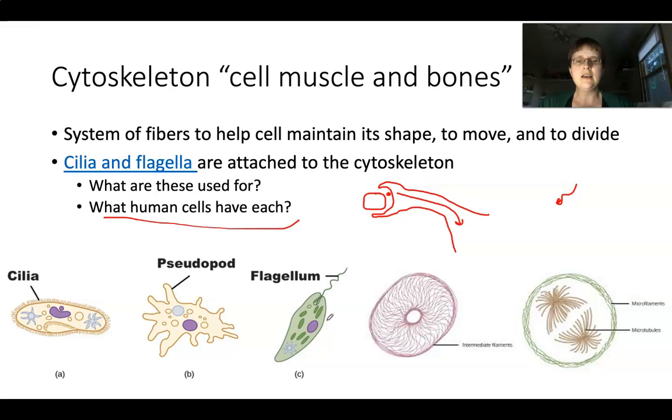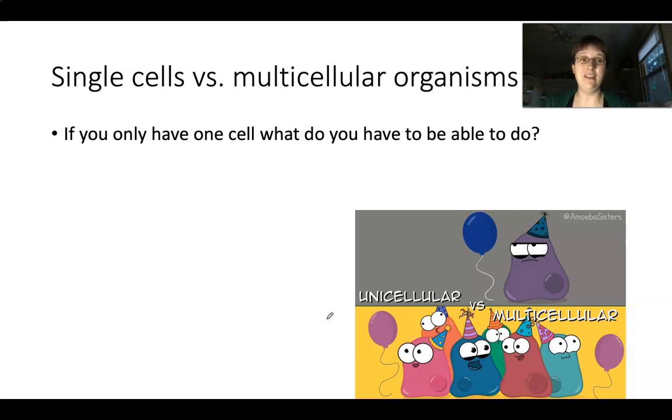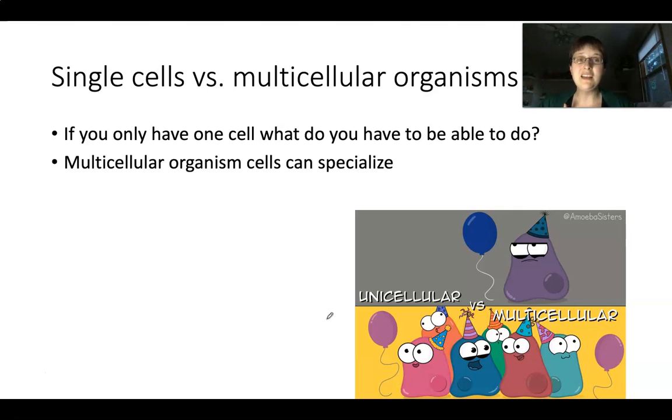If you're one of these guys, you're a single cell. You're all by yourself. If you're all by yourself, you have to do everything, right? You have to be able to do absolutely all of the jobs. So you have to take care of waste. You have to take care of making energy. You have to take care of moving yourself around. You have to do all of it. Multicellular organisms, on the other hand, can specialize, right? Because you have all of these different cells, so you can assign sets of them different jobs.